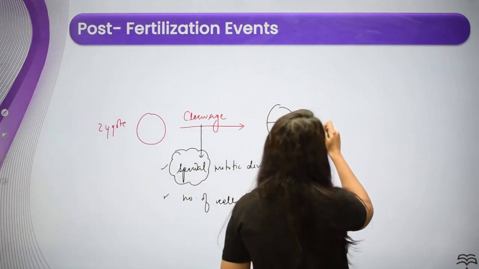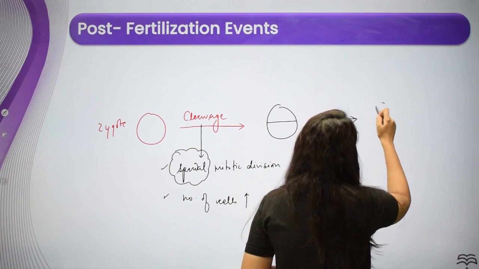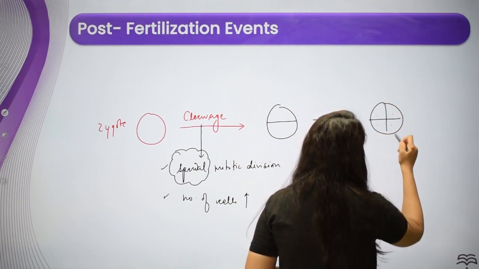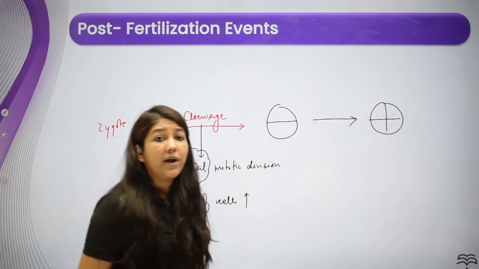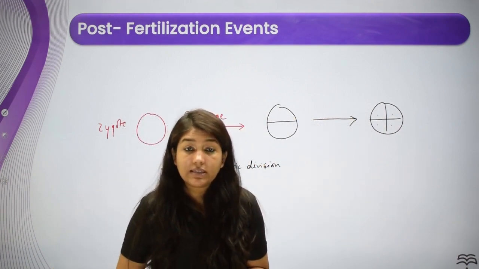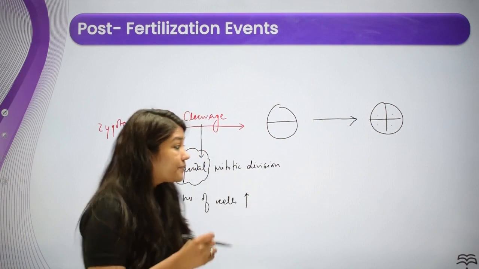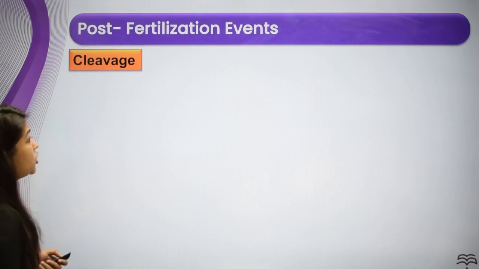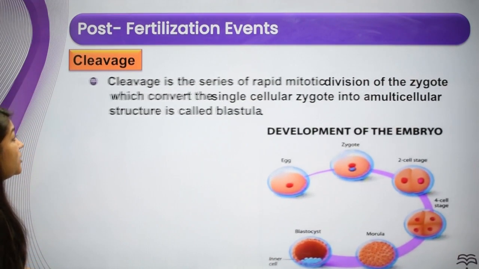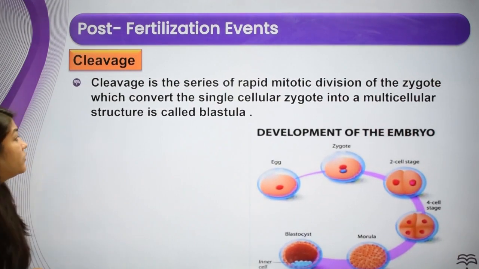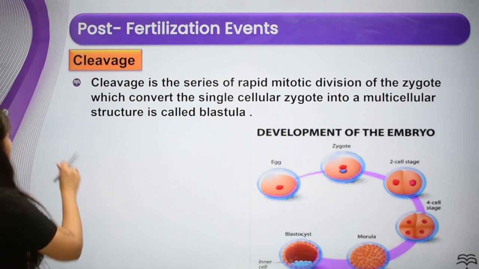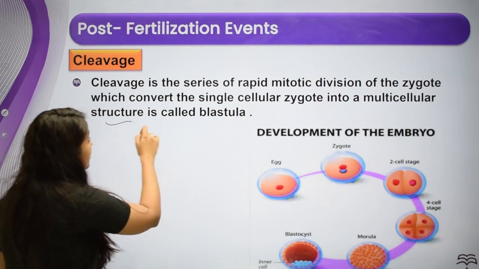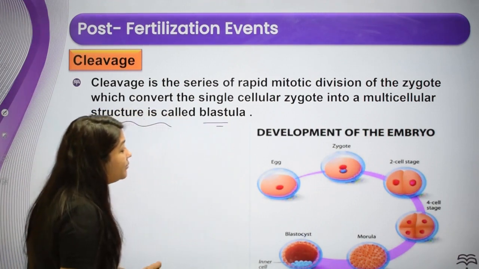Then again, further division is going to happen and we are going to find a 4-celled stage like this. And then again the division is going to happen and we are going to find an 8-celled stage. Okay. So this is how the process is going to happen. So let's talk about cleavage here. See, cleavage is the series of rapid mitotic divisions of the zygote which convert the single cellular zygote into a multicellular structure which is called blastula.